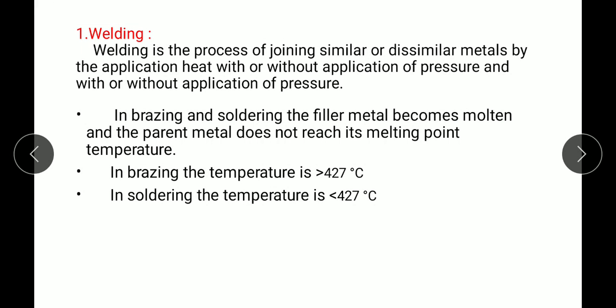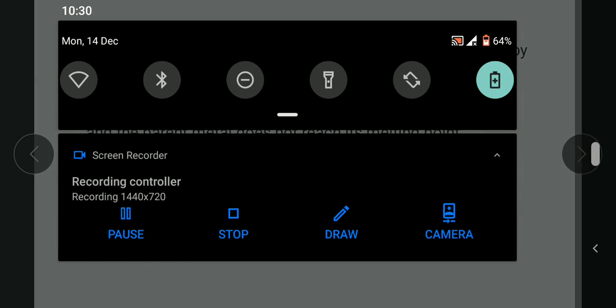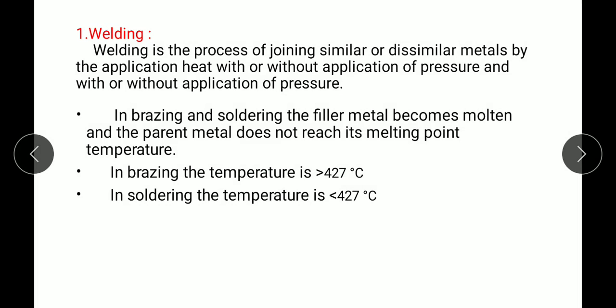Sorry for the disturbance. Okay, so brazing and soldering here. Brazing and soldering is one type of joining process, but here the melting point temperature of the filler rod is very low. So generally we use brazing and soldering for joining very small components, like in the electrical industry and electronic industry.